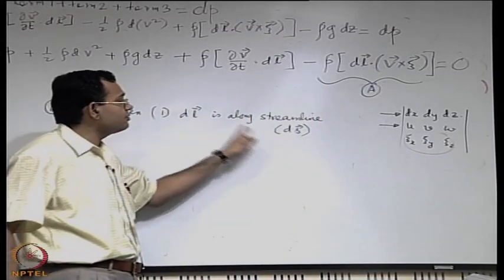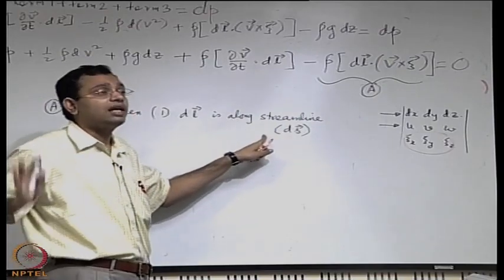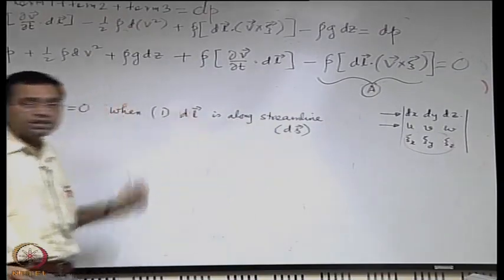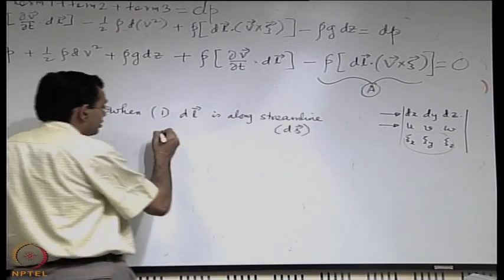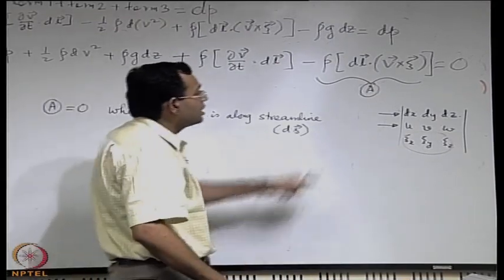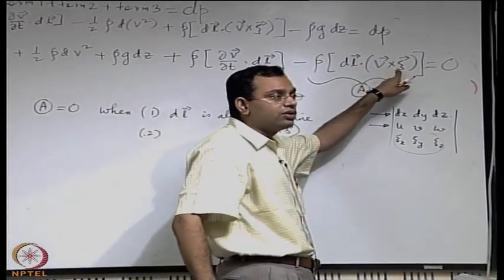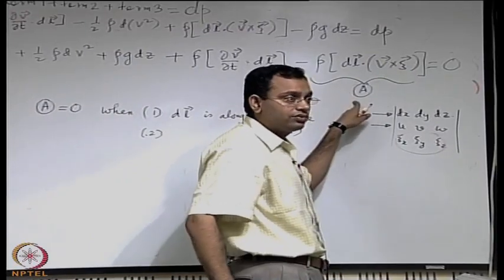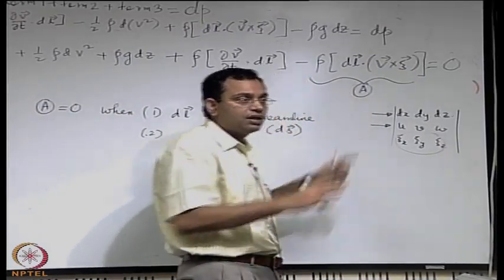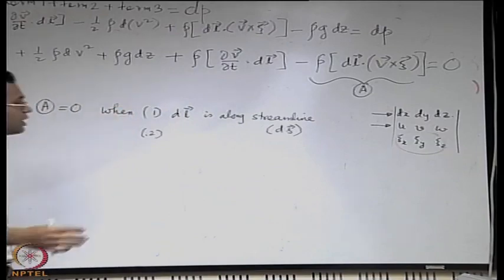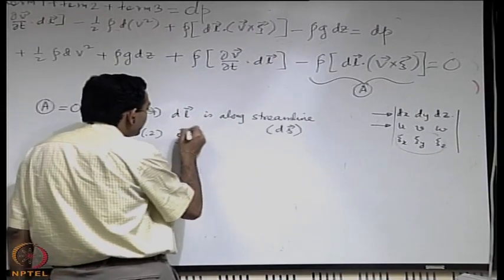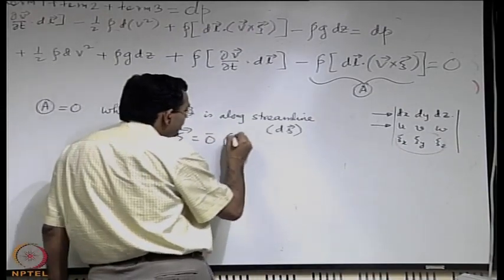So if dl is located along a streamline, then we do not care whether it is a rotational or irrotational flow, but if it is not, then if the vorticity vector is identically equal to 0, then A will become 0, no matter whether dl is located along the streamline or not. So vorticity vector is a null vector, this is irrotational flow.